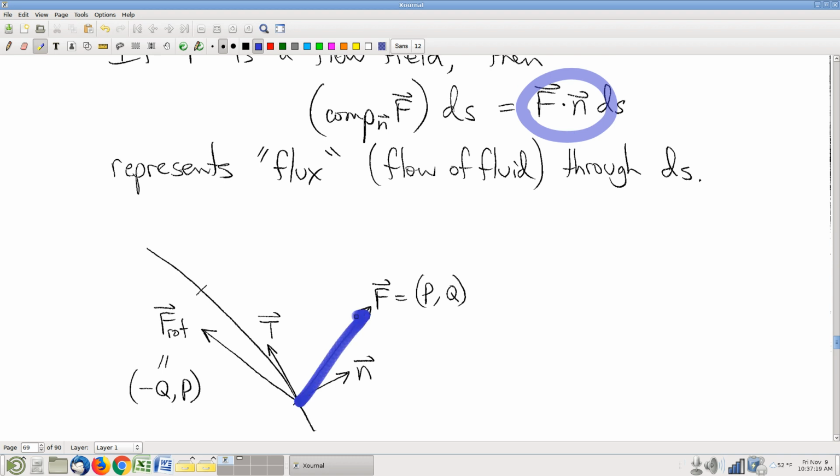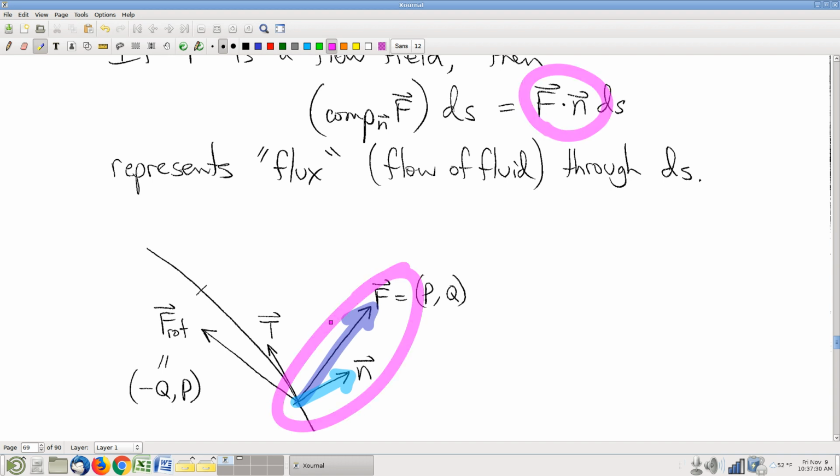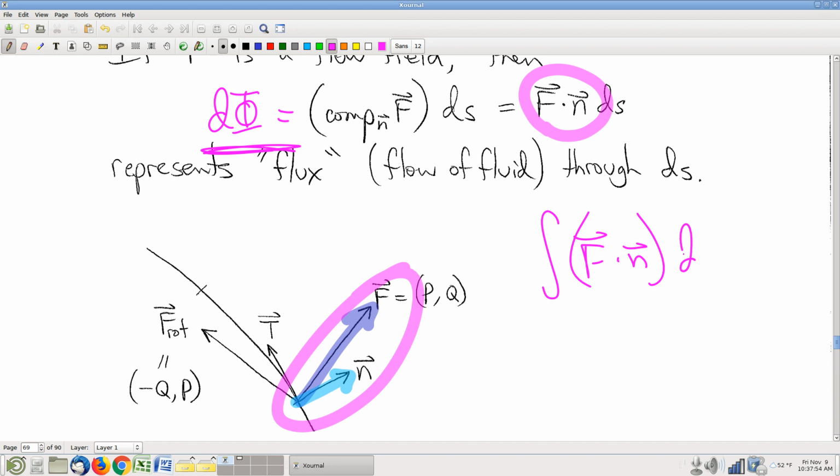Here's the F. Okay, let me color code differently. There's the F. Here's the n, unit vector perpendicular to the curve. And so this dot product, F dot n, is what I'm interested in computing. And here's the problem. If I want to add that up over a piece of curve, I'm going to say d phi is the small piece of flux going across one little small piece of curve. If I want to add that up over some curve, I'm going to be looking at an integral, F dot n ds.